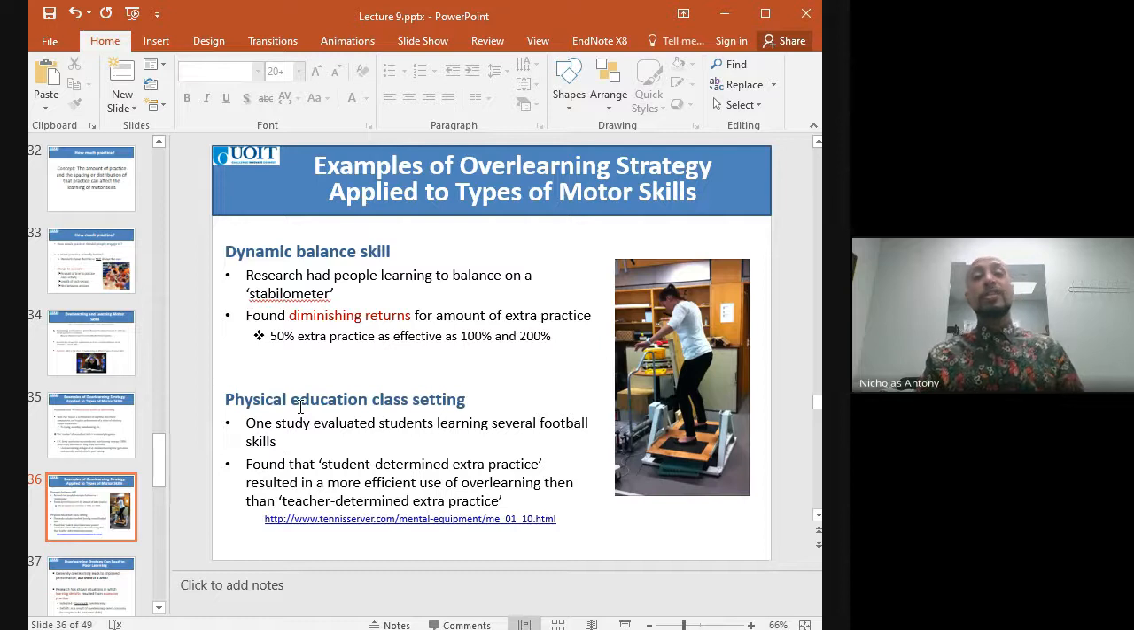In a physical education class setting, there was one study that evaluated what to do. Rather than have them practice specific skills, maybe you do overlearning by having the learners self-select what they want to do, because it's something they want to do, so maybe they will pay more attention to it. They did 100% overlearning and didn't see the diminishing returns, but that was because they were asking the learners to pick what they were going to be overlearning.